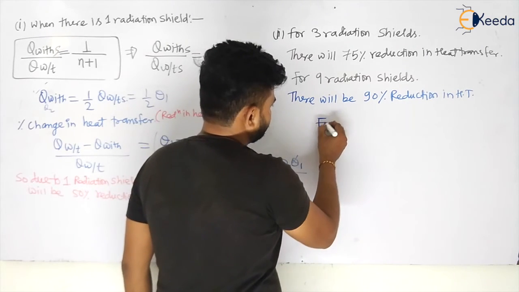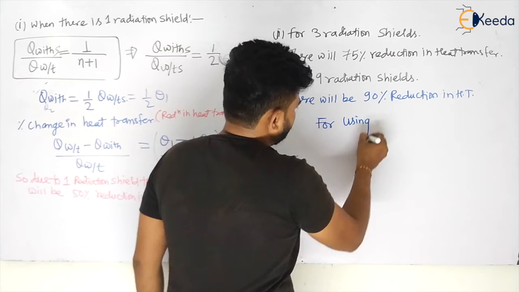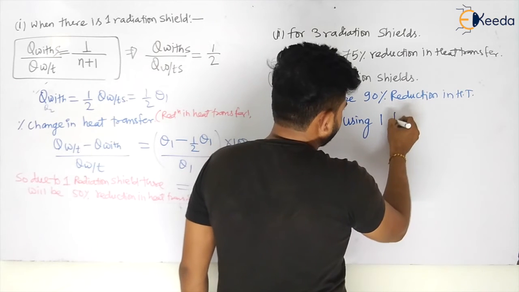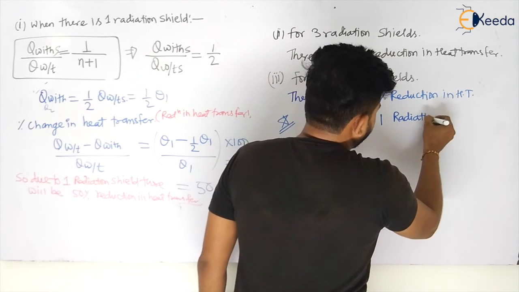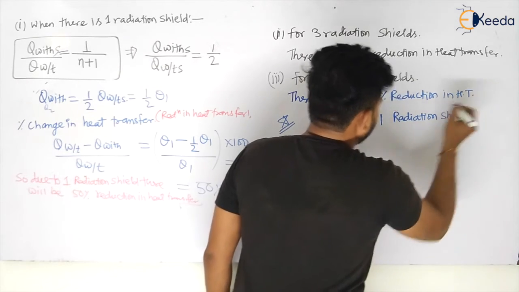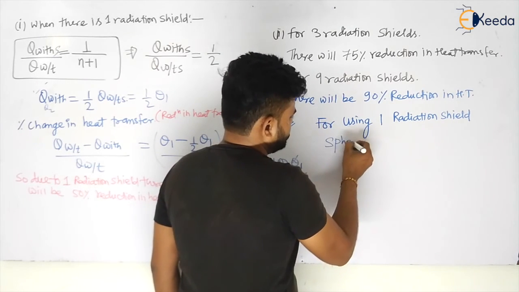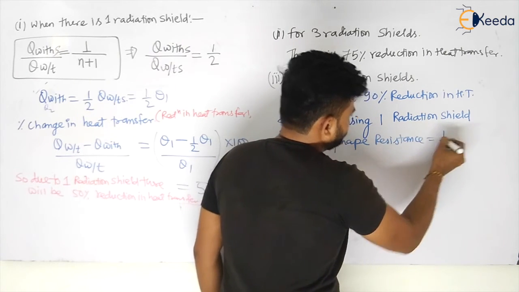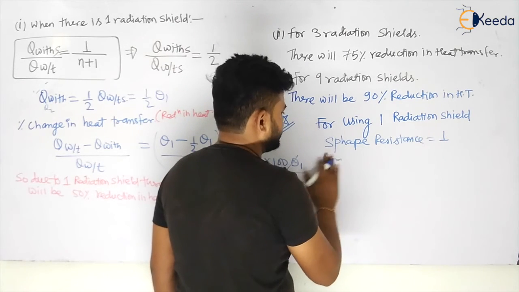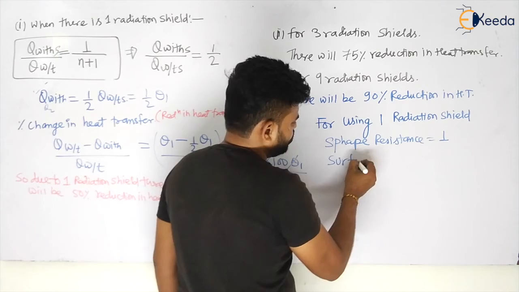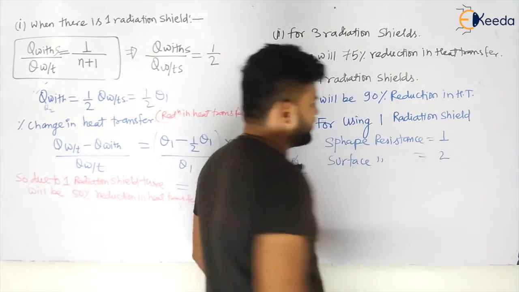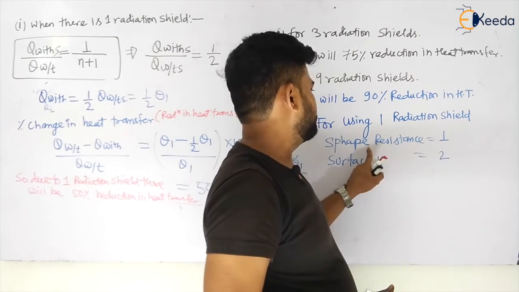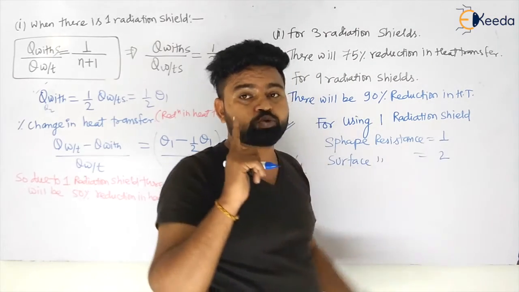So for using one radiation shield, one concept is there which is most important for GATE. Let us also cover this. For using one radiation shield, shape resistance is how much? Shape resistance is equal to 1, my dear students, and space resistance, that is your surface resistance, is equal to how much? 2. So due to one radiation shield, there will be 2 surface resistances and 1 shape resistance.